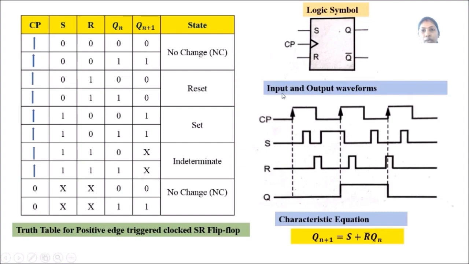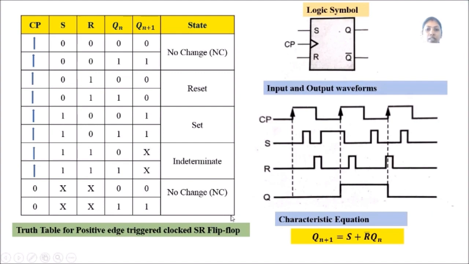The next one is the input and output waveforms. There is a general clock pulse, and this clock pulse is marked with positive edges because we are looking at the positive edge triggered flip-flop. The positive edges are marked here. Only at the positive edges will the flip-flop respond. The values of S and R are marked. According to the values of S and R, Q, the output of the flip-flop, is also marked in the timing diagram. The next one is the characteristic equation.